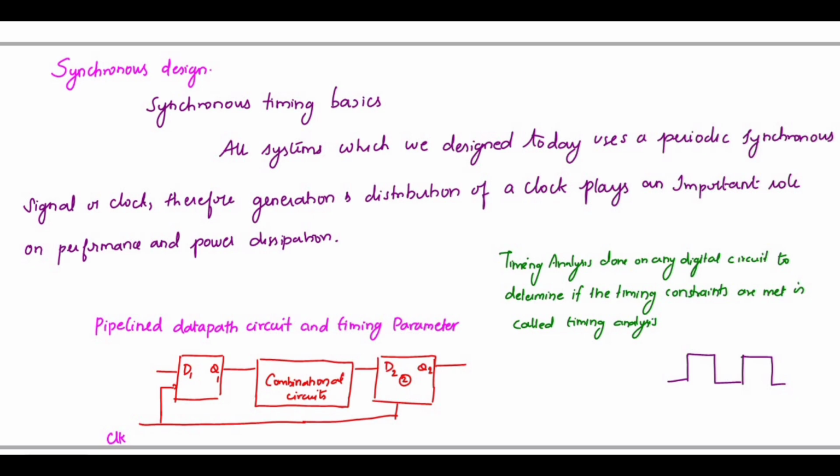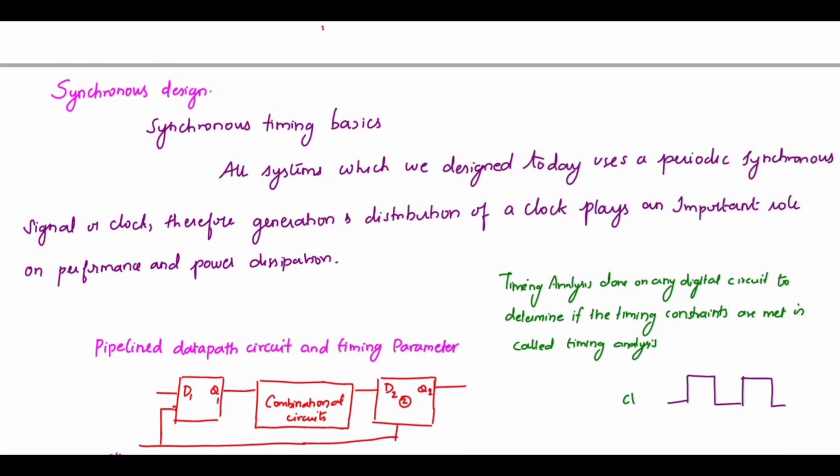So, what does timing analysis mean? Timing analysis is done on any digital circuit in order to determine if the timing constraints are met. If you consider this pipeline data path circuit and timing parameters, let us discuss. This is my clock, and this is the rising edge of the clock.